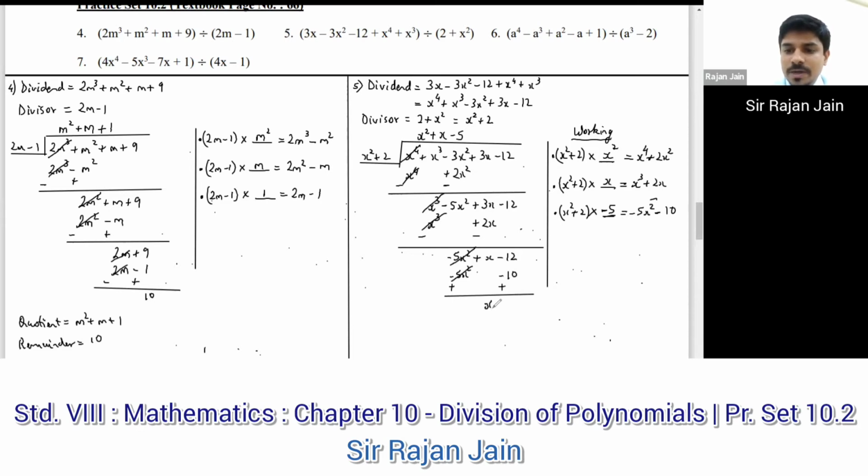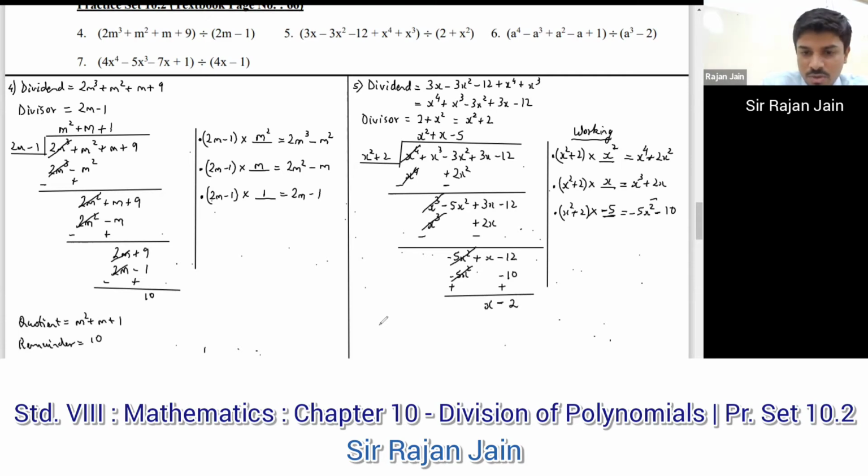Plus x I will copy down as it is. Minus 12 plus 10. Now the numbers are of opposite sign, so you will subtract. 12 and 10 subtraction will give you 2. The greater number is 12 and the sign of 12 is negative, so I will write minus 2. Now if you go to see, its index is nothing, meaning 1. This index is less than the divisor's index, so you cannot continue your division process ahead. This entire thing becomes your remainder.